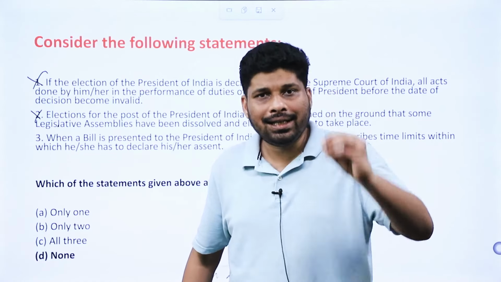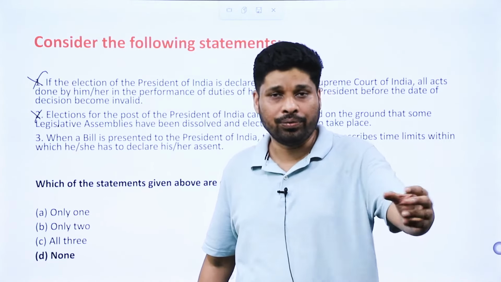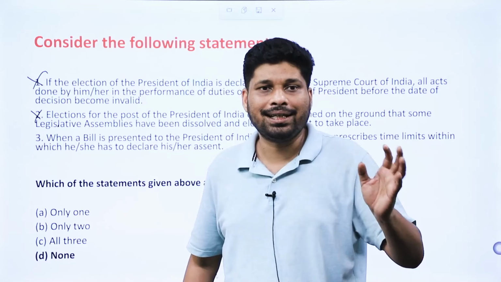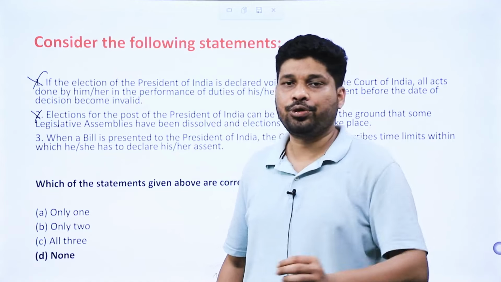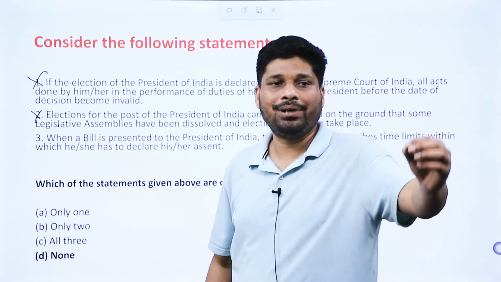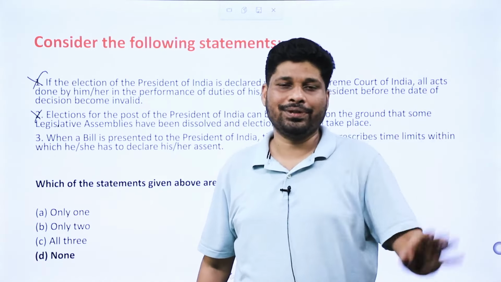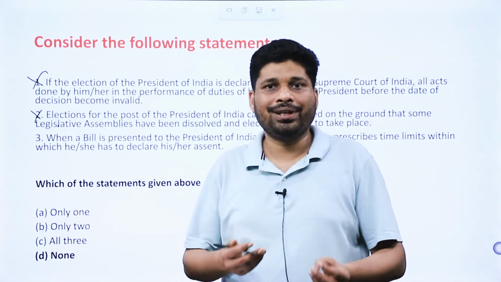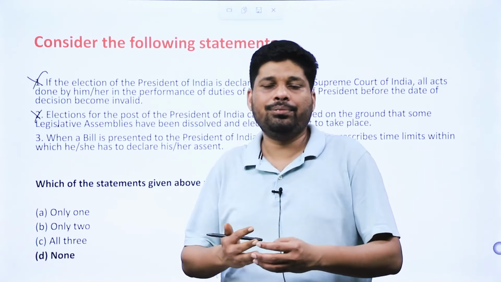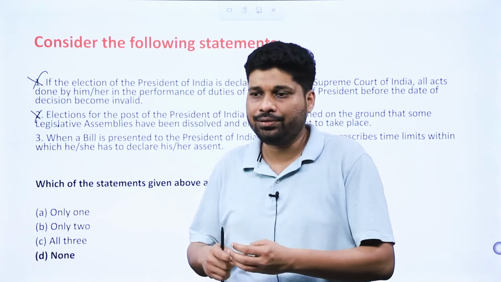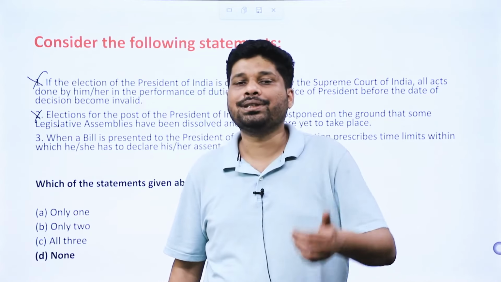Second thing, the election of the president has to take place before the incumbent president's term gets over. It is only in extraordinary situations that the election can be postponed. Even there, the constitution specifically mentions that postponement cannot happen on the ground that some legislative assembly has been dissolved. India has so many states. Somewhere in India, there will be issues with respect to dissolution of legislative assemblies. For that, the election of the president cannot be postponed.